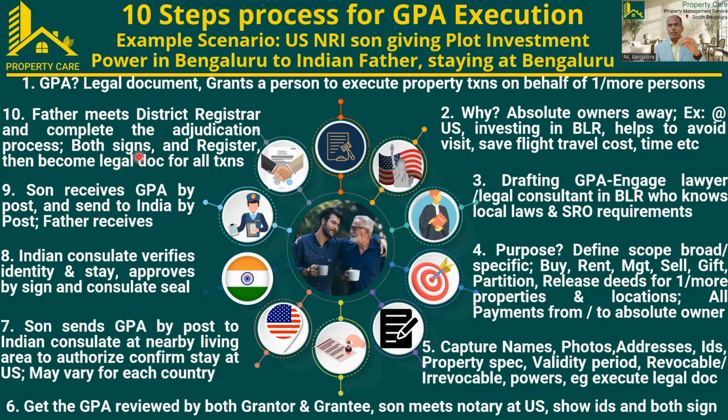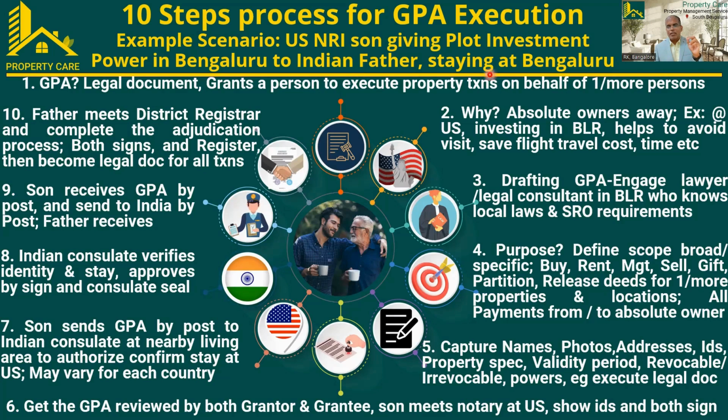So he can go to any of the 6-7 sub-register offices nearest to the property, show this document and do the registration. This is the adjudication process, by which they do the registration. They scan the document, allocate a new unique number to that GPA, and scan and upload it into their system. Then the district registrar signs it, and it becomes a legal document.